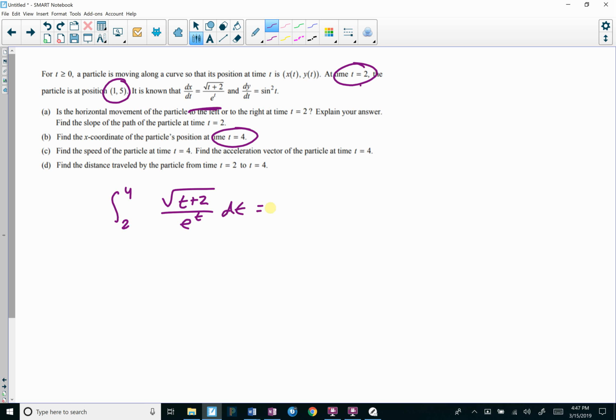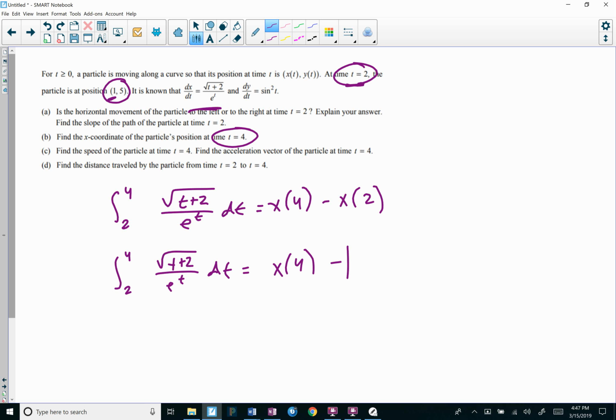Now remember, that will give me the position at 4 minus the position at 2 by the FTC. But at time 2, I know its x position is actually 1. So I have the integral from 2 to 4 of the square root of t plus 2 e to the t dt. It's x at 4 minus 1. So add 1, use your calculator. We end up getting 1.253. That part was worth 2 points, one for this integral and one for the answer.